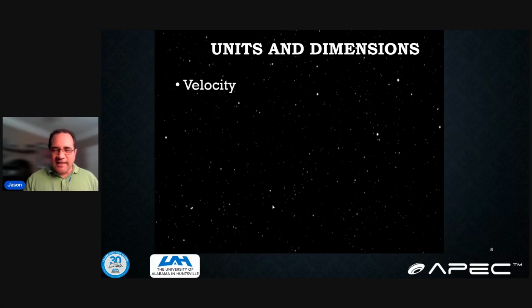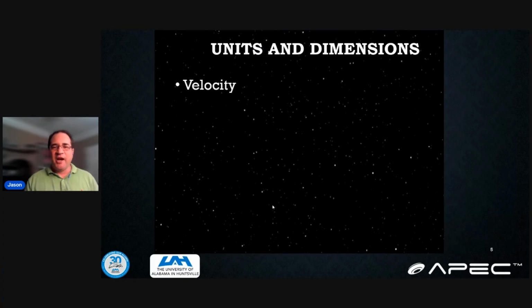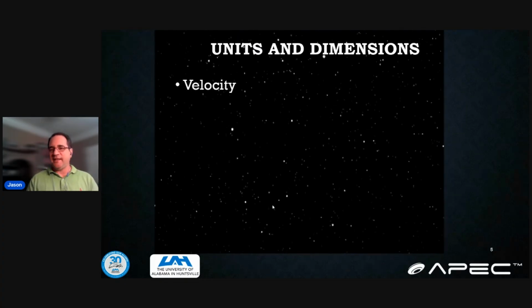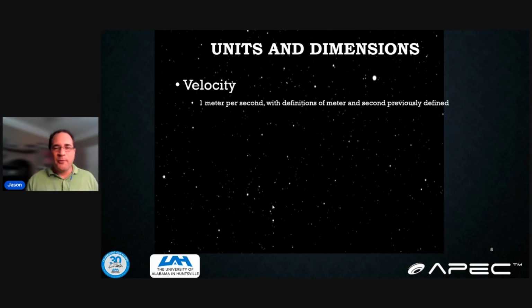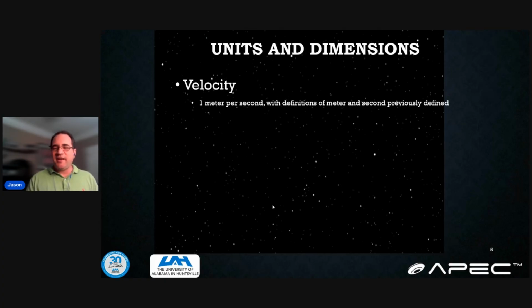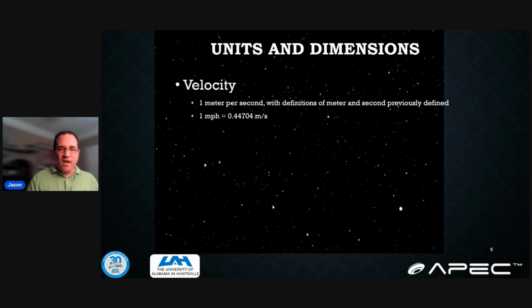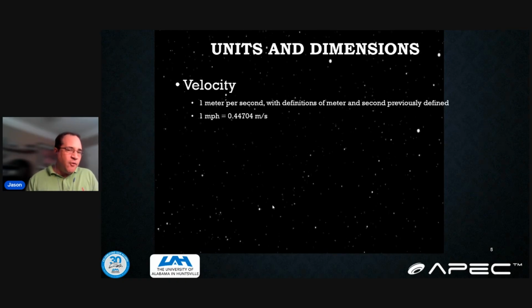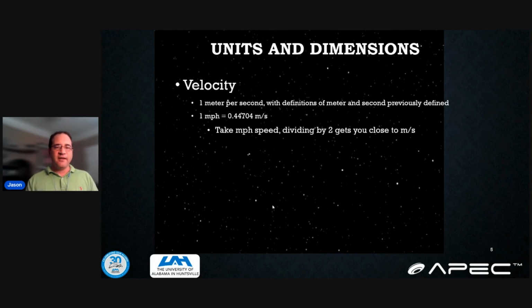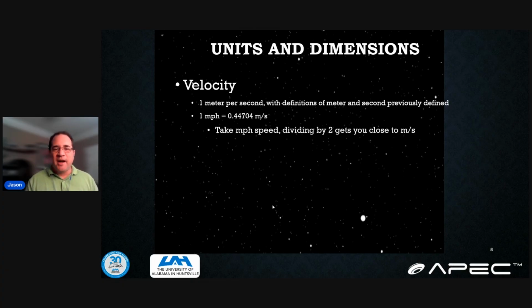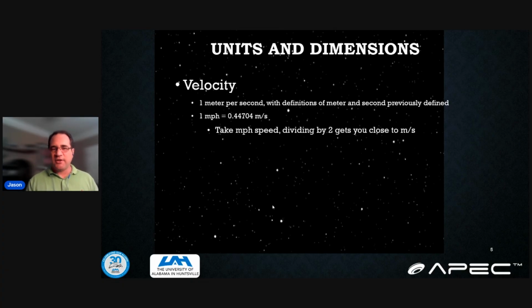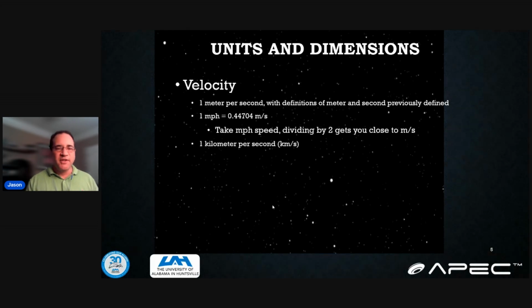Moving on to velocity, this is a thing that I think all of us really care about. We want to go fast. We want to get to these destinations quickly. So we have a meter per second. That's the basic SI definition for a velocity. We have mile per hour, which is 0.447 meters per second. If you're trying to do this in your head, take miles per hour, divide by 2. You get kind of close-ish to meters per second.